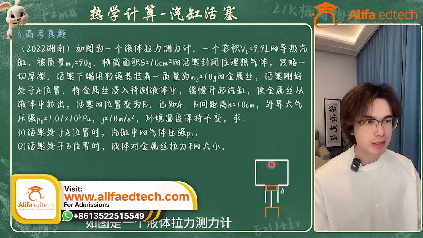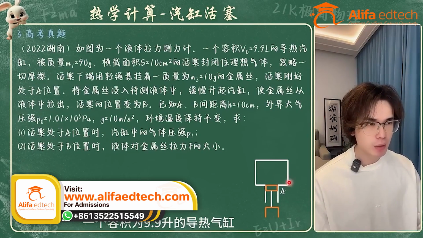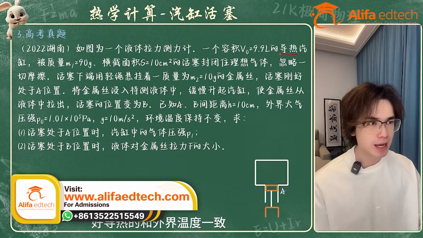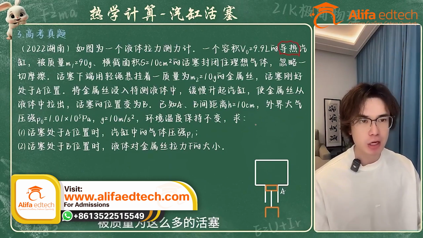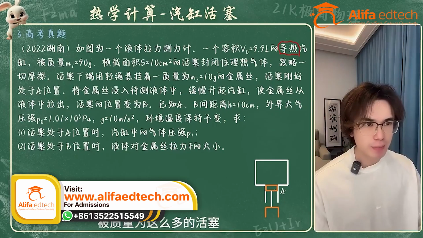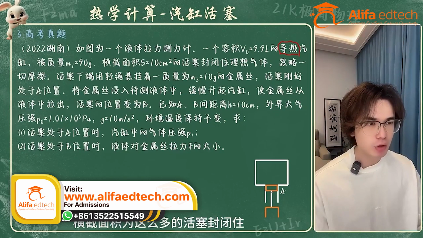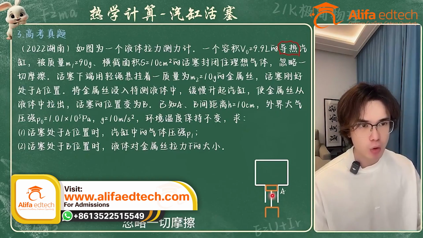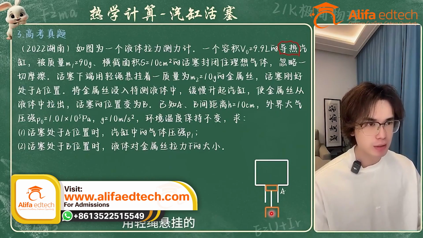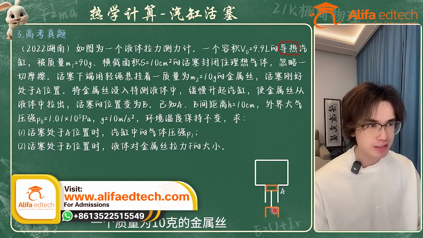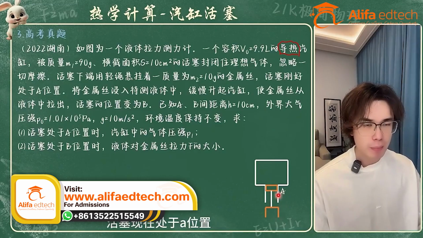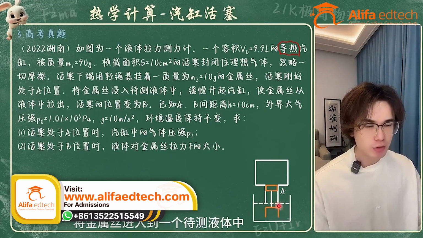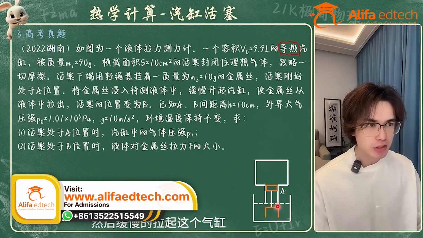As shown in the figure, this is a liquid tension dynamometer with a volume of 9.9 liters. The cylinder conducts heat well and is at the same temperature as the external environment. It is sealed by a piston with a mass of this much and a cross-sectional area of this much, enclosing an ideal gas. Ignore all friction. At the lower end of the piston, a metal wire with a mass of 10 grams is suspended by a thin string. The piston is currently at position A. Next, the metal wire is immersed into a liquid to be tested, and then the cylinder is slowly lifted.